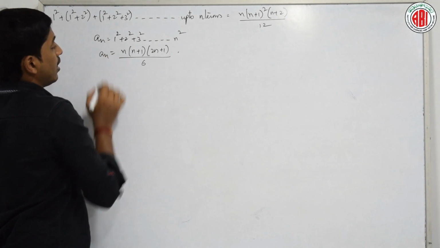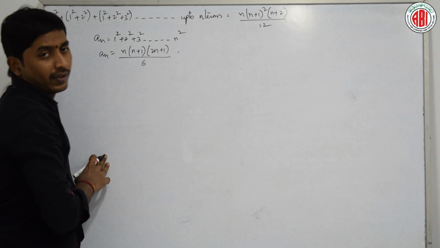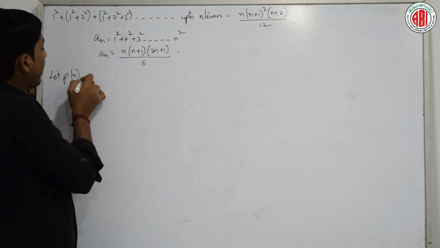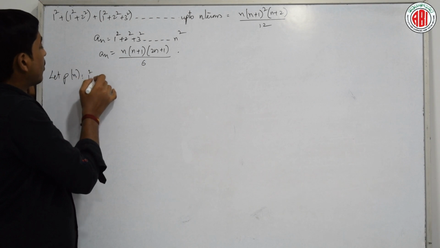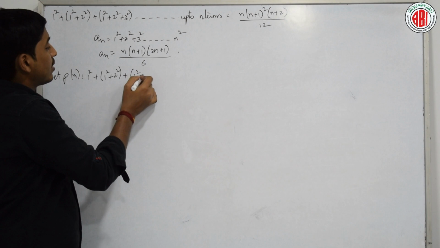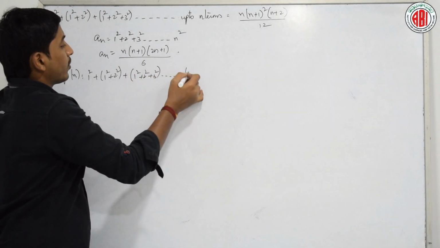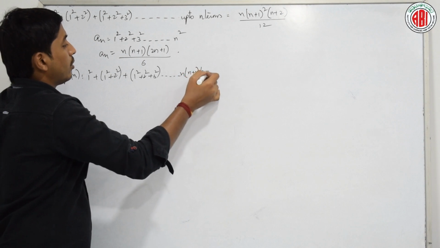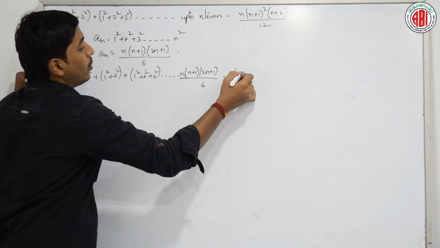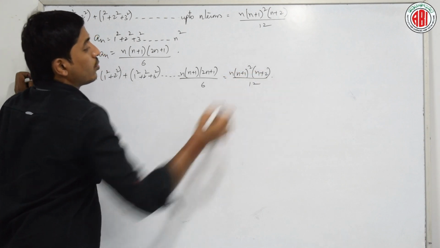This is my sum of squares of first n natural numbers, right? Now let us write it directly. Let P of n be 1 square plus 2 square plus 3 square and so on up to n into n plus 1, 2n plus 1 by 6, that is equal to n into n plus 1 whole square into n plus 2 divided by 12.